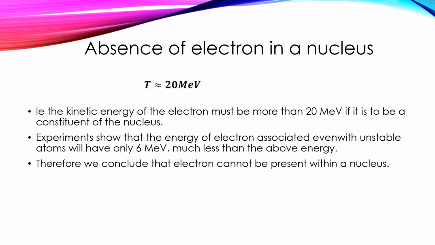That is, for an electron to be a constituent of the nucleus, it should have an energy of this order. But experiments show that the energy of electrons associated even with unstable atoms, that is electrons emitted during beta decay, is only a few mega electron volt, which is much less than the above energy. Therefore, we conclude that an electron can never be a constituent of the nucleus.